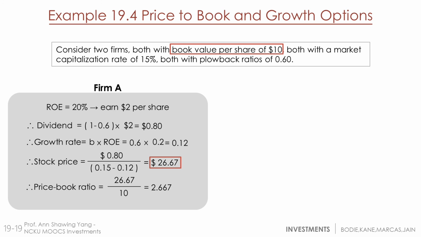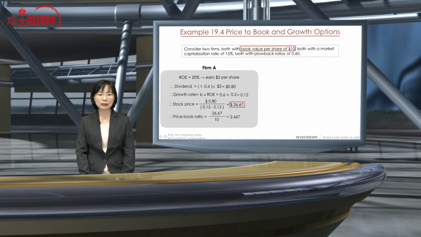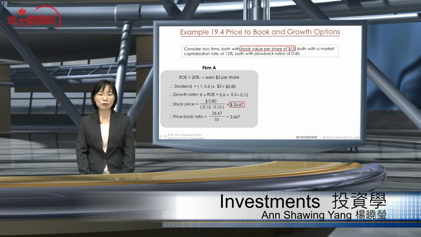Here we have firm A. The ROE is 20%, so each share earns $2. For the dividend, we take 1 minus the 0.6 plowback ratio, what we have left, multiplied by the $2 of earnings per share, so the dividend is 0.8. Now, how about the growth rate? We take the ROE multiplied by the plowback ratio, so 0.6 multiplied by 0.2 is 0.12. So 0.12 is the growth rate.